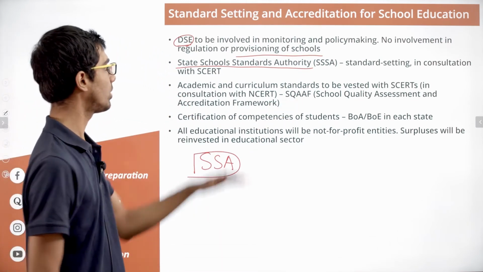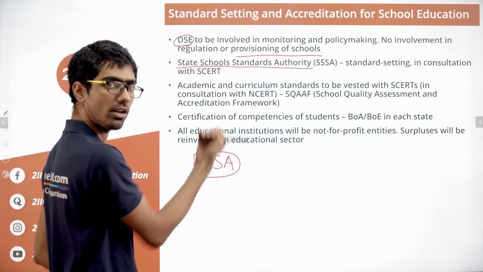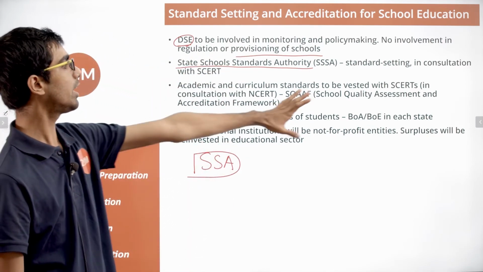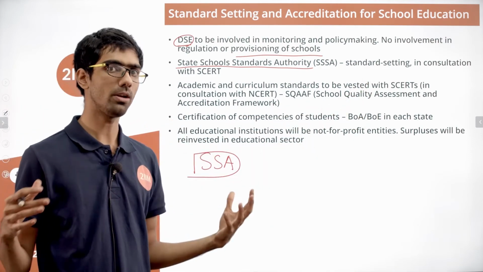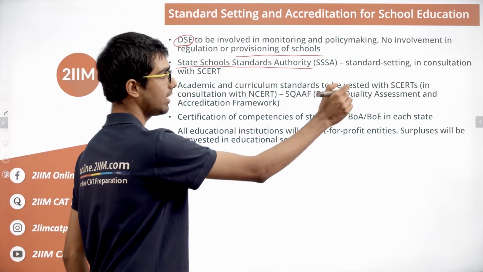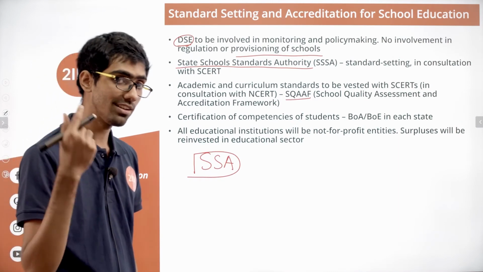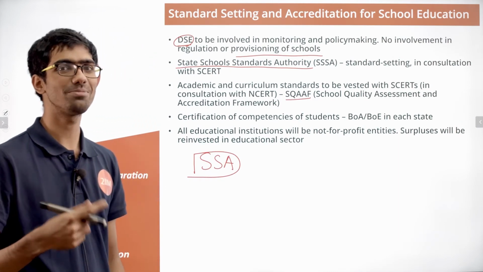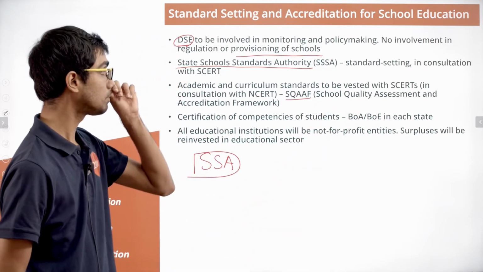Academic and curriculum standards. So again, this compartmentalization we have seen. There's one more level of separation where the academic and curriculum standards are to be vested with SCERT. So finally, the states get some degree of autonomy to frame their own curriculum and pedagogical framework. The SCERTs should set up something called SQAAF. As I said earlier, there are too many acronyms and abbreviations, but kindly bear with me. So, School Quality Assessment and Accreditation Framework.